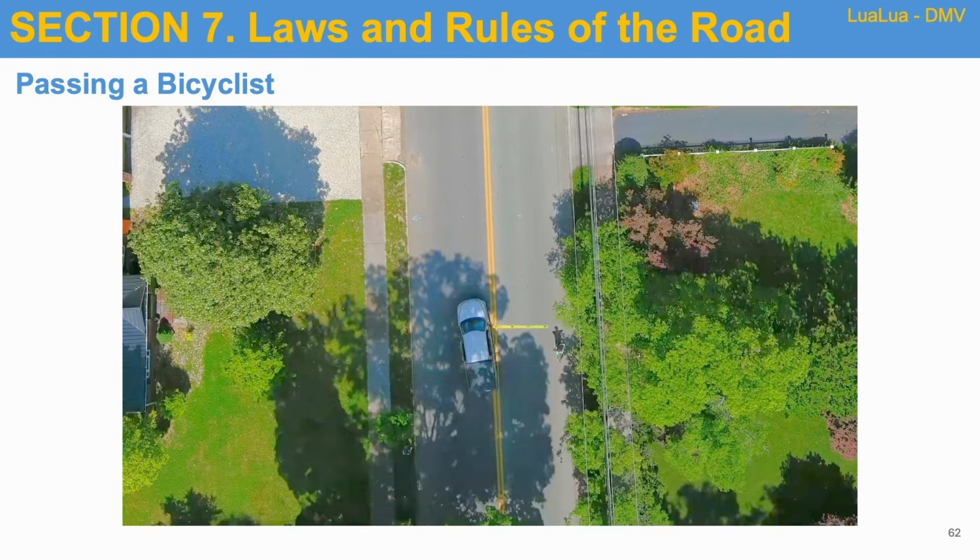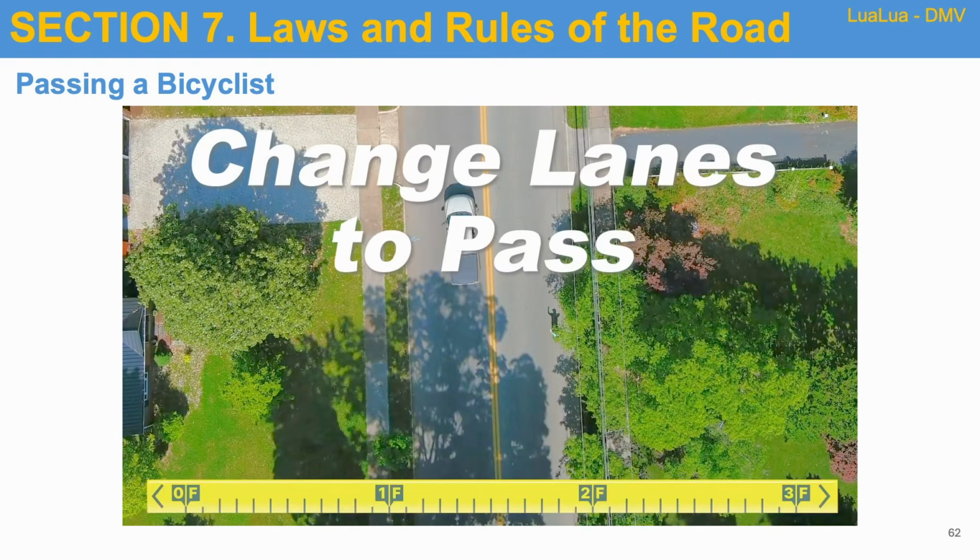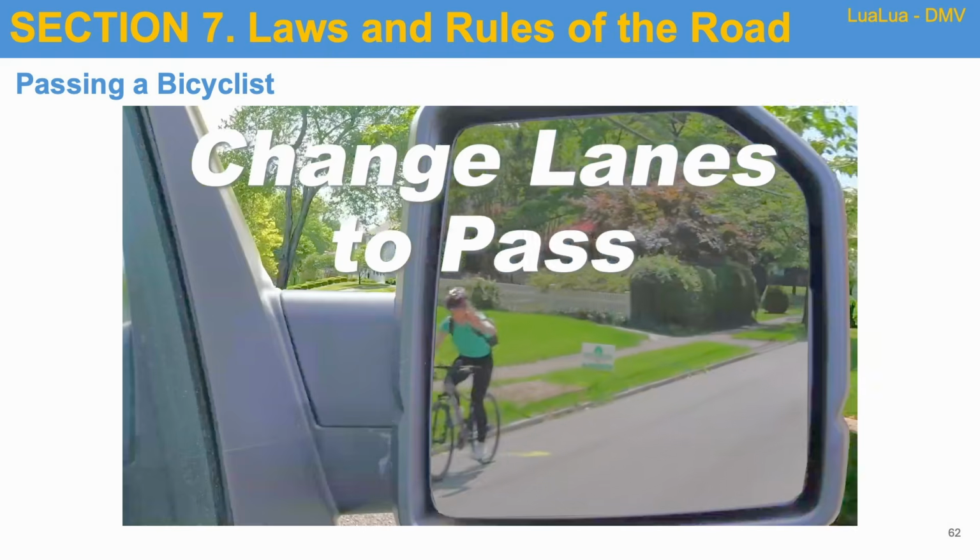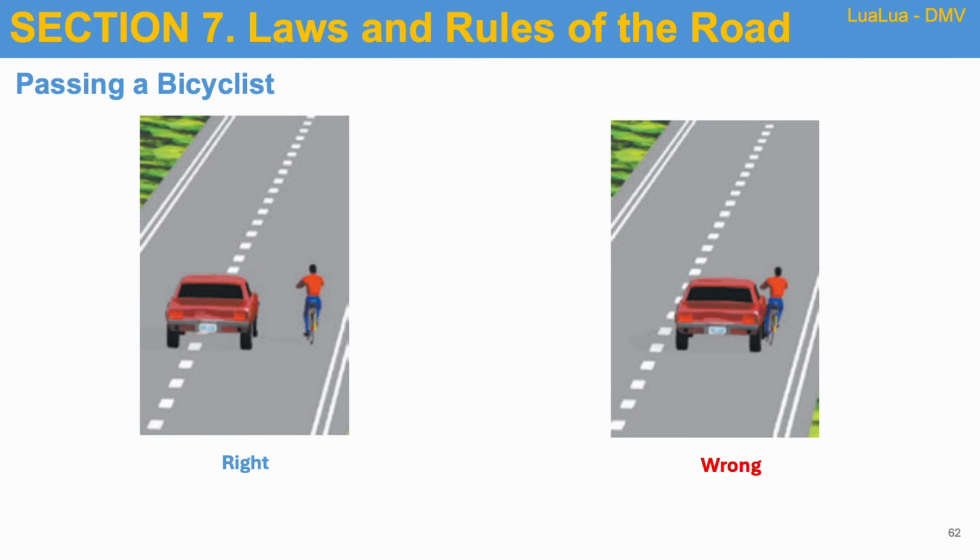When you cannot change lanes to pass a bicyclist, allow at least 3 feet between your vehicle and the bicyclist. If you cannot give 3 feet of space, do not pass the cyclist until 3 feet of clearance can be given. This will help you avoid putting the bicyclist in danger. Remember to give bicyclists enough space so they are not forced into parked vehicles or open vehicle doors.